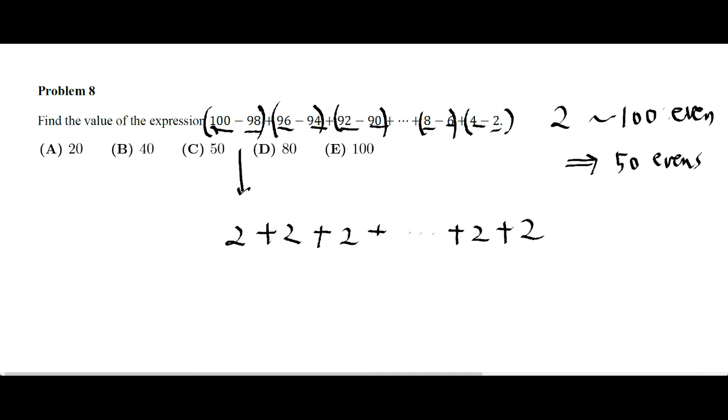So there are 25 pairs, right? Which means there are 25 twos. So 25 times 2, or 2 times 25, I don't care. So 50. That's it. Okay? You can check it, you know? I did 100 divided by 2, because of the first number of the whole entire thing.